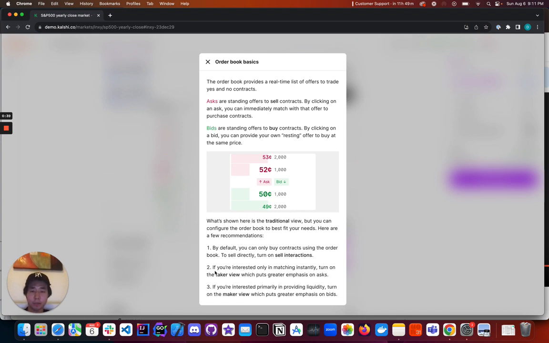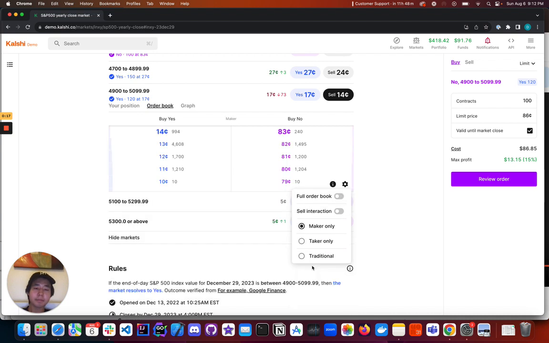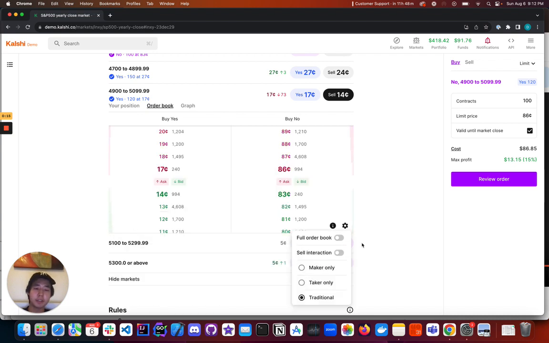What's really neat about this model is it tells you different use cases for each one. I'm not going to go into order types, there's a separate video for that. But if you're somebody who mainly places quick orders, the taker view will be better for you. If you're somebody who likes providing liquidity, likes placing a lot of limit orders, use the maker view, which puts a greater emphasis on bids. And to toggle that, you can just click the settings modal here and toggle from maker, taker to traditional.